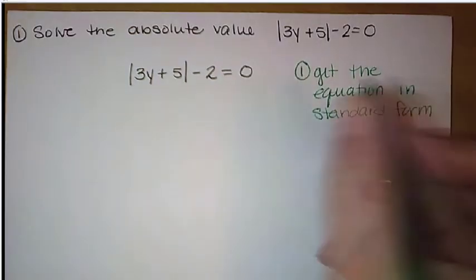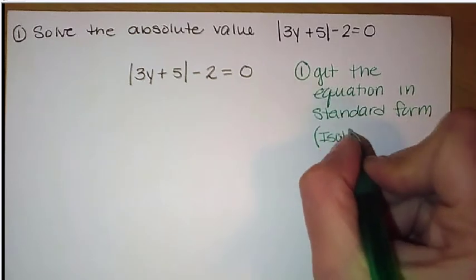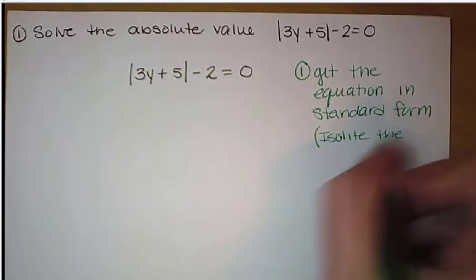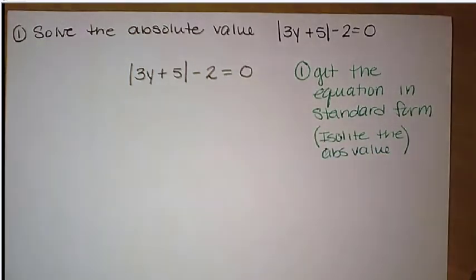Okay. That's just code for we want to isolate the absolute value. Basically we want to make sure that the absolute value is all by itself on one side of the equation and our constant is on the other side of the equation. Typically that means we're going to have our absolute value over on the left and our constant on the right. Although we can reverse it, it doesn't really matter.